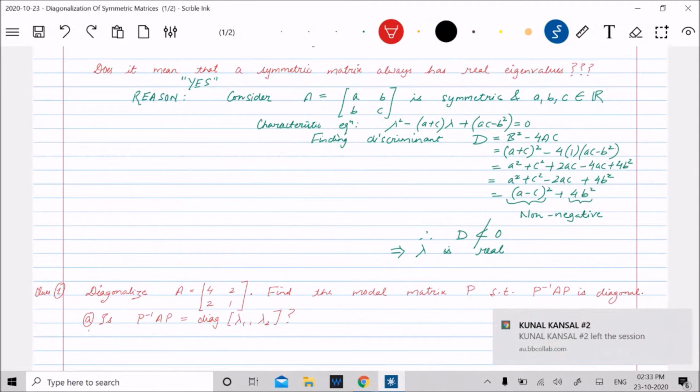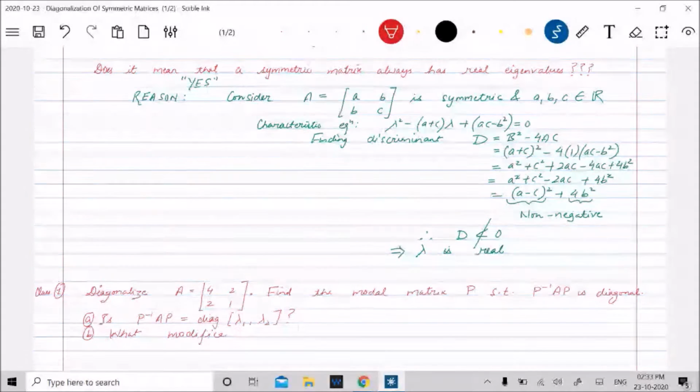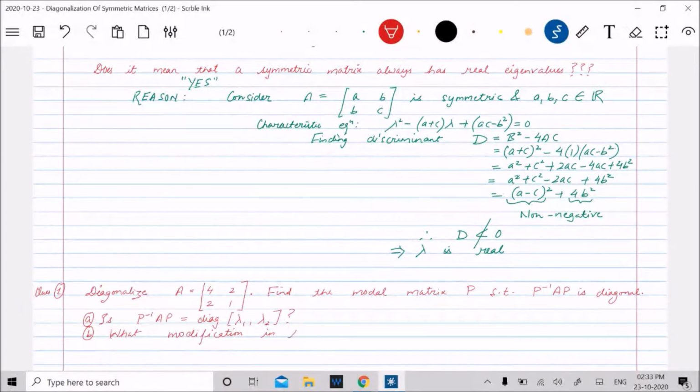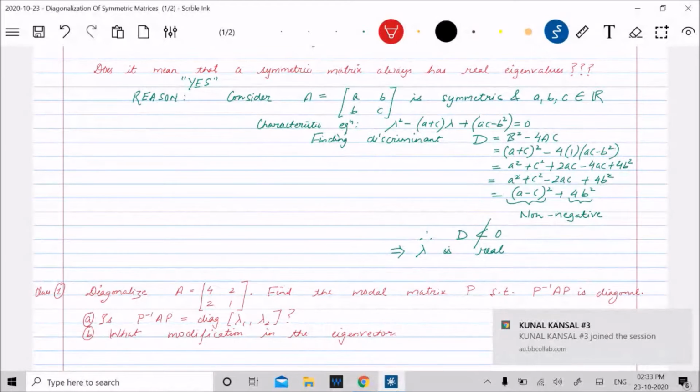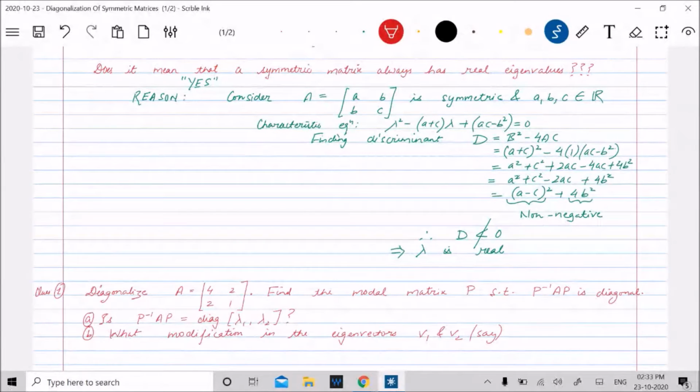Okay. And second is, what modification in the eigenvectors v1 and v2 say be done to get P inverse AP equal to DIAG lambda 1 comma lambda 2.